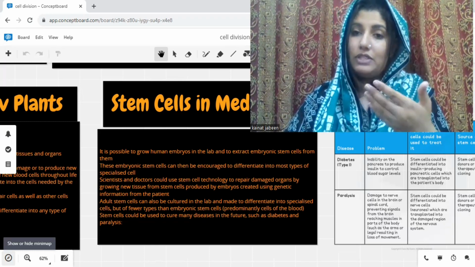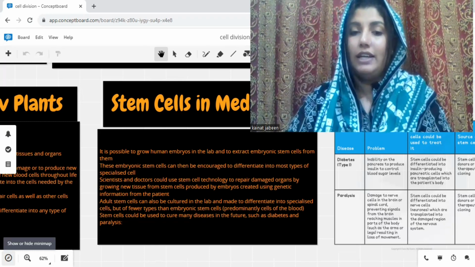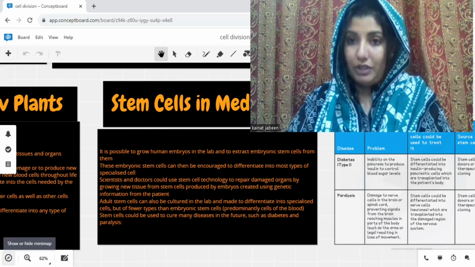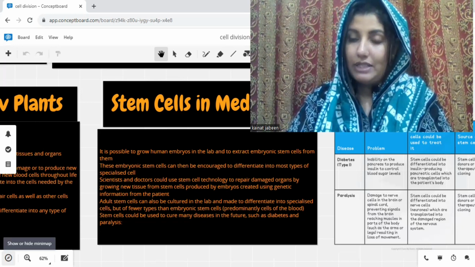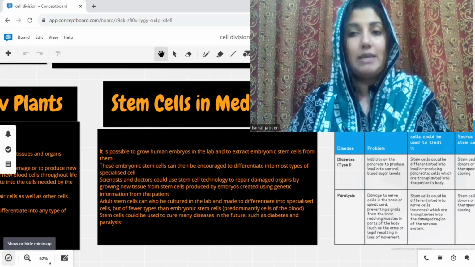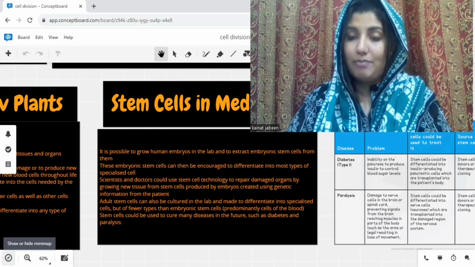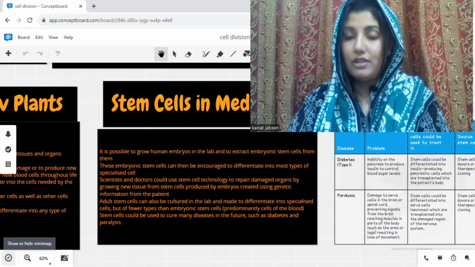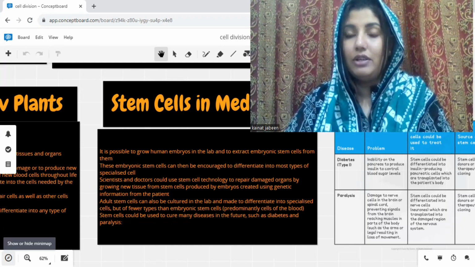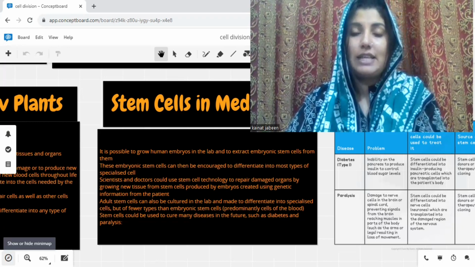But after new research, they found that a human can be treated for type 1 diabetes. And how? By using stem cells. In the same way, if a person has paralysis, meaning the nerves are damaged, the person can be cured. How? Again, by using stem cells.